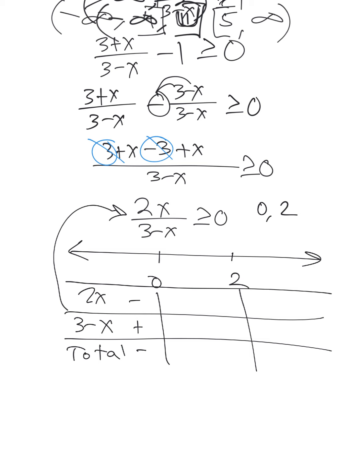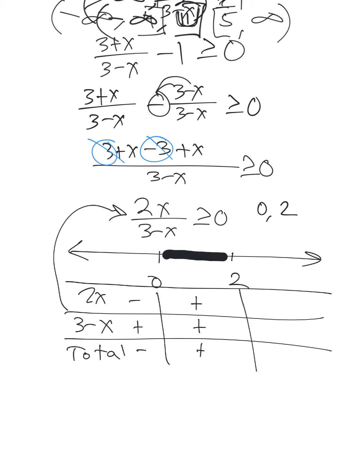No. All right, now let's pick a number between 0 and 2. 1. What is 2 times 1? Positive. And what is 3 minus 1? Positive. And what's a positive divided by a positive? Positive. Yay. Now that's what we're looking for. Now I'm not going to include those yet, so let's keep going.